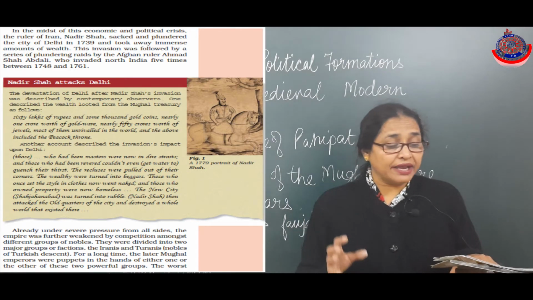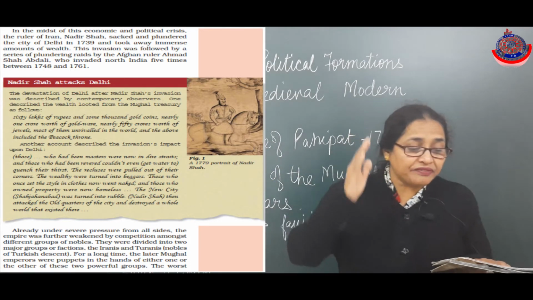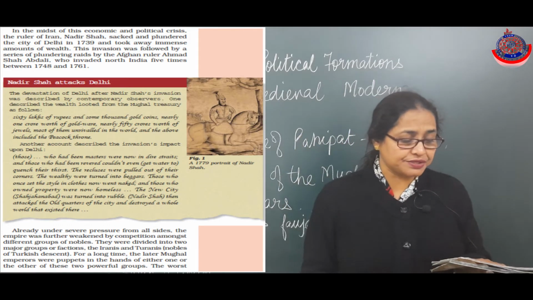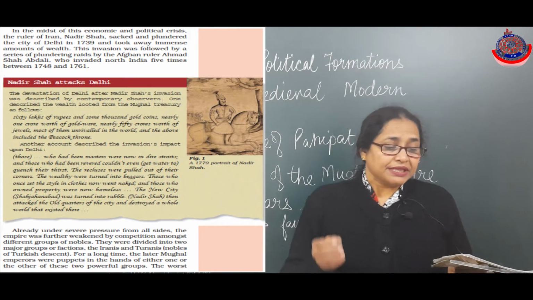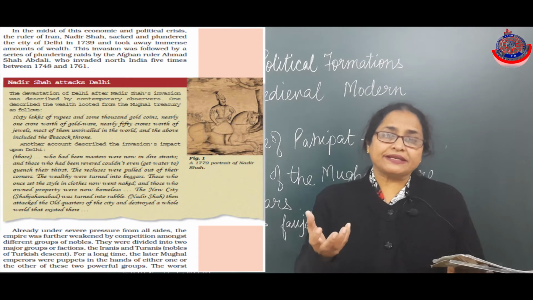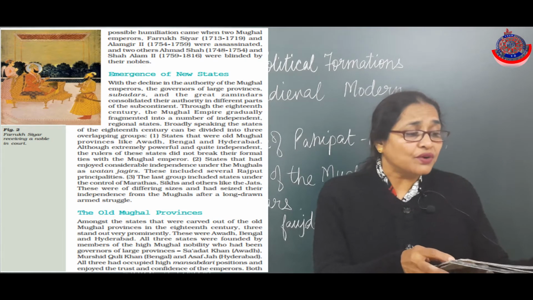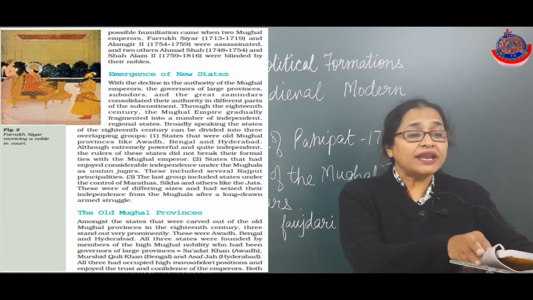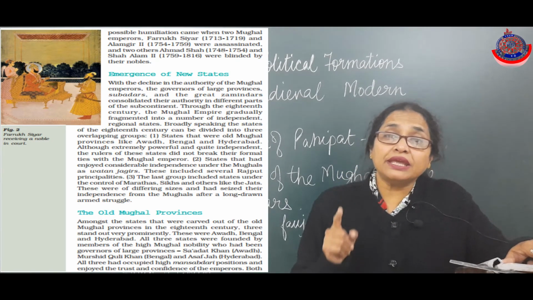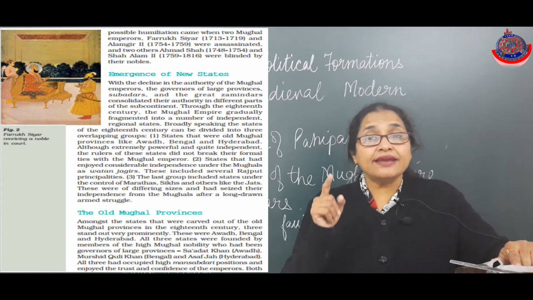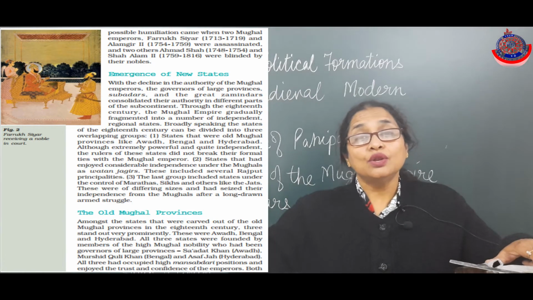The Mughal Empire was further weakened by competition among the different groups of nobles. They were divided into major groups, or factions: the Iranis and the Turanis, that is the Turkish nobles. For a long time, the later Mughal emperors were just puppets in the hands of one or the other powerful group. The worst possible humiliation came when two Mughal emperors, Farrukh Siyar, please note it down, and Alamgir II, were assassinated, meaning they were killed, and Shah Alam II was blinded by their nobles.